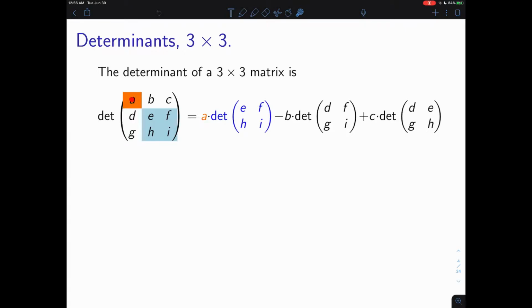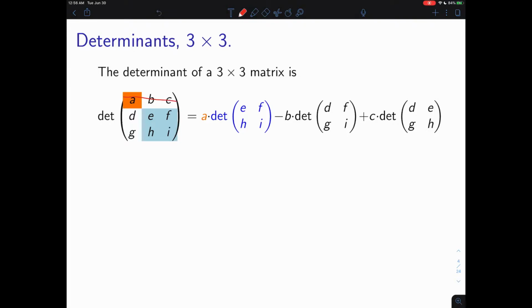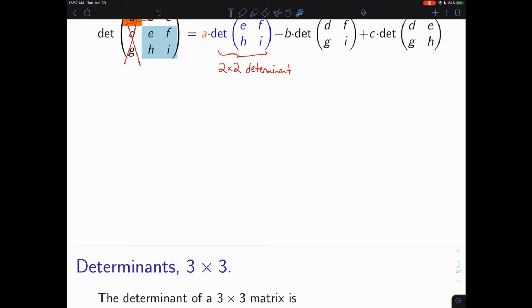Look what's going on here. I'm highlighting an A, whatever the entry is in this spot, the number that's in that spot, and then if you cross out the row and column of that A, so cross out that row and cross out the column, what's left over, I've highlighted in blue, E, F, H, I, and that's that 2 by 2 determinant that we just saw right before this, how to do a 2 by 2 determinant.